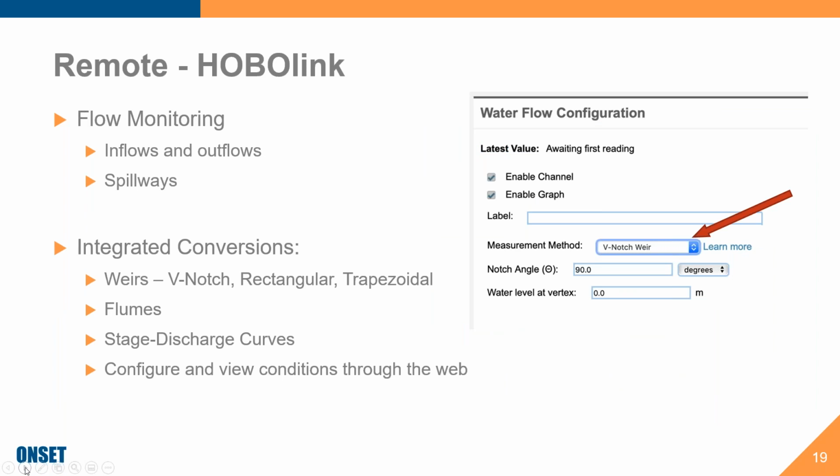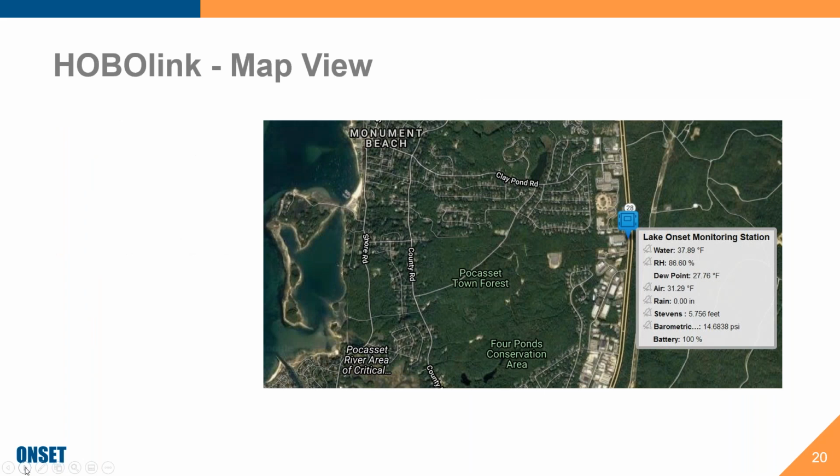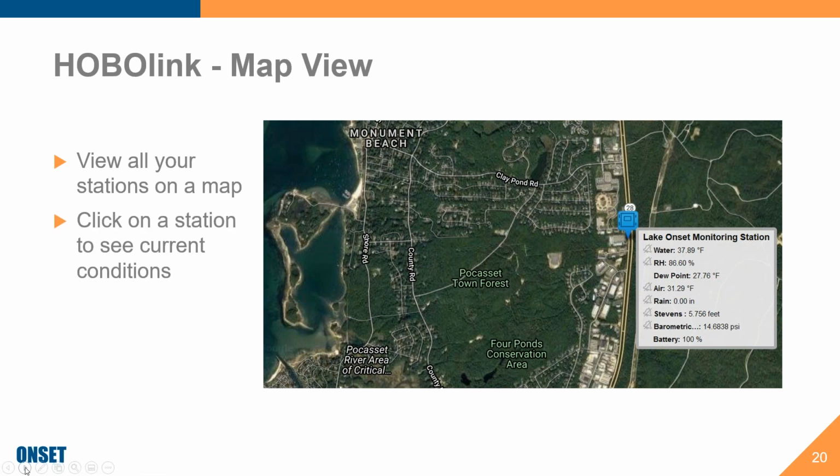This is a brief showing of how the software data assistant is going to walk you through setting up any flow monitoring through HOBOlink. The manuals have details on several different types of weirs, and you'll be able to click through that and enter those parameters. This is Lake Onset, right outside our building. We are in Bourne, and you'll see the highway running down the front of the building back to where the Cape Cod Canal and Cape Cod Bay is. If you have multiple stations, you can view them all on a map. You can click on the particular station that you want to see to view your current conditions.